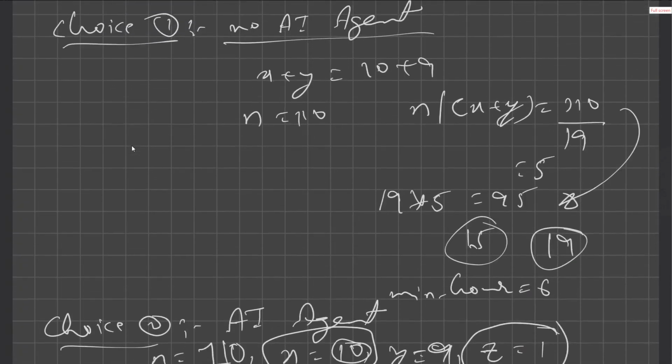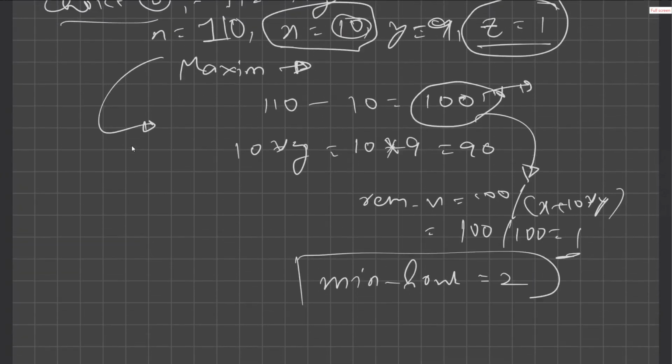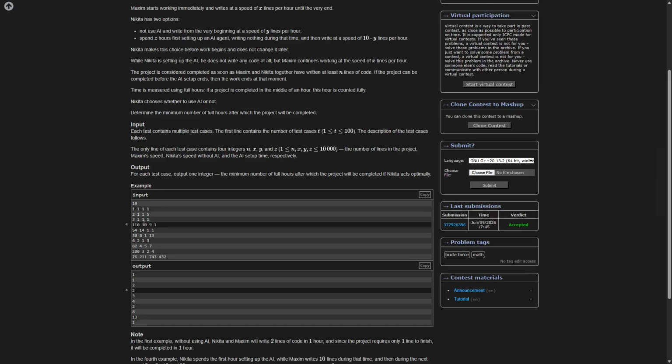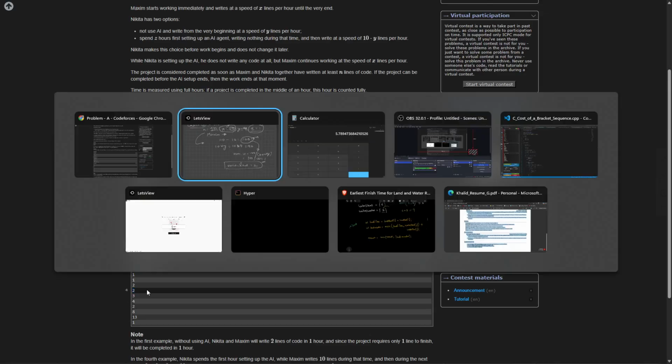So if you take the minimum of these two, here we have 6, here we have 2. Which is minimum? This is minimum. So the fourth case answer is 2. Yeah, so I think you have understood.